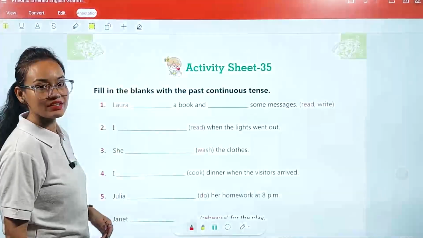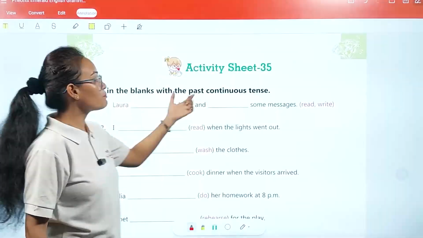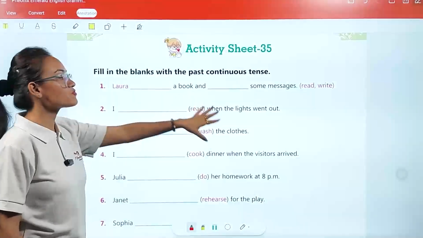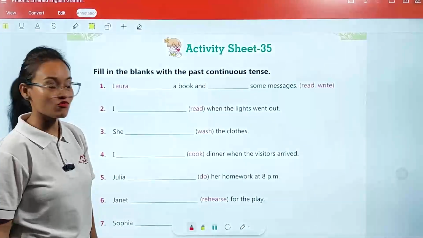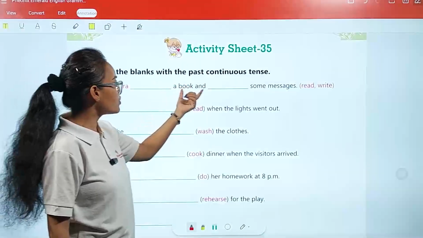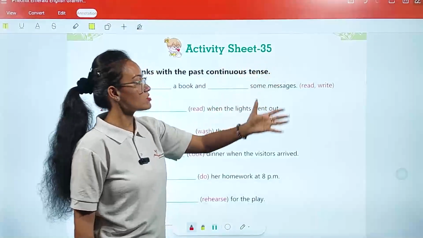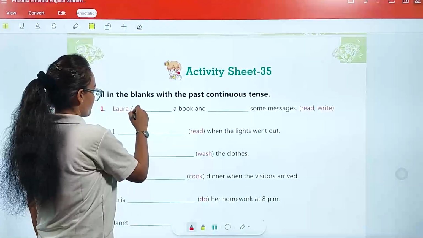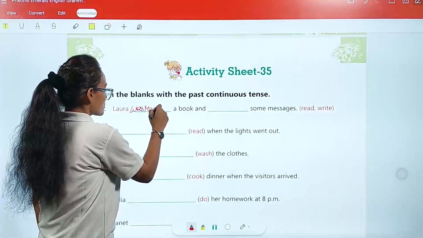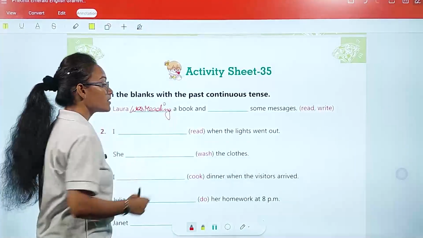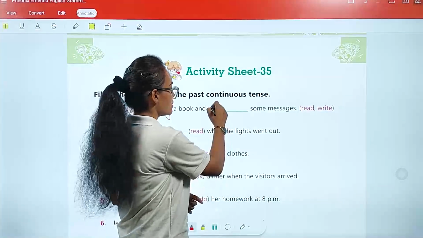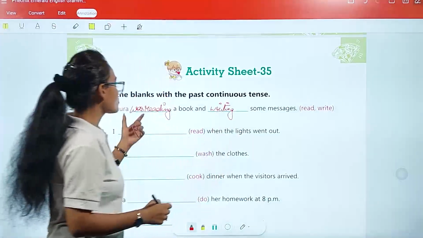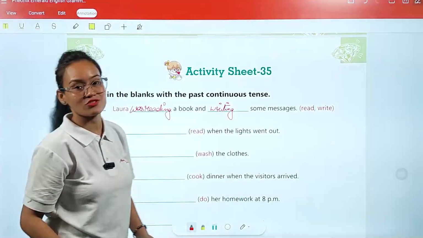Now activity sheet number 35. Here we are going to fill in the blanks with the past continuous tense. My dear students, in this exercise we are going to convert these verb words into past continuous form. Laura dash a book and some messages, read and write. So Laura was reading a book and writing some messages.